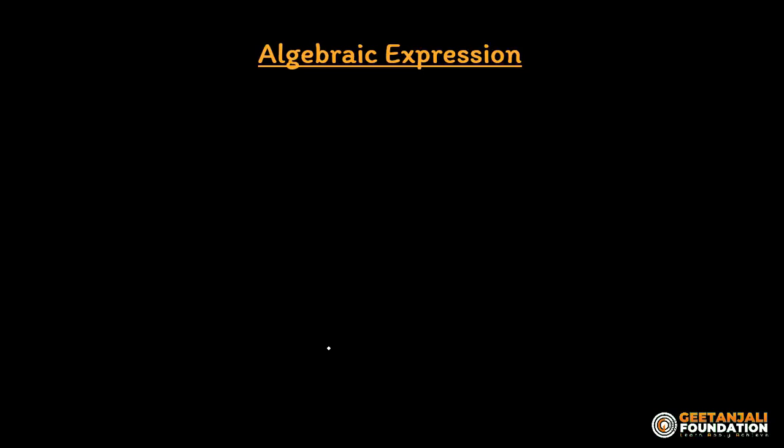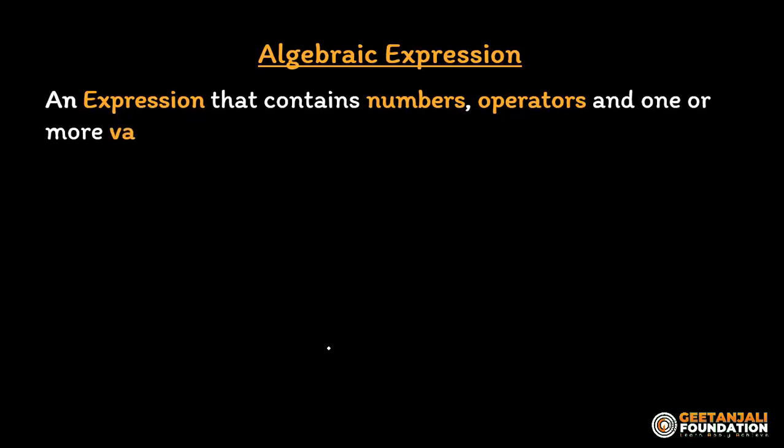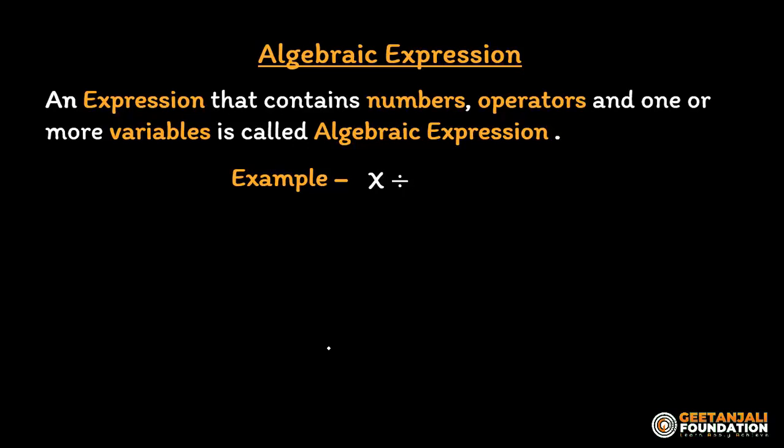Now finally, algebraic expression. An expression that contains numbers, operators, and one or more variables is called algebraic expression. For example, x divided by 5, 2y plus 3. These are very simple algebraic expressions which I have taken here just to explain to you how they look. Here you can see there is a variable, there is a constant, there is operator. Here also this is constant, variable, operator, and then again constant. Here constant is multiplied with the variable in this term, whereas this is only a constant. So this can be formed in many ways actually.